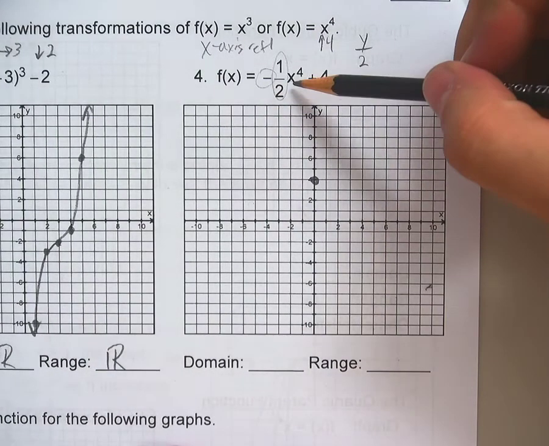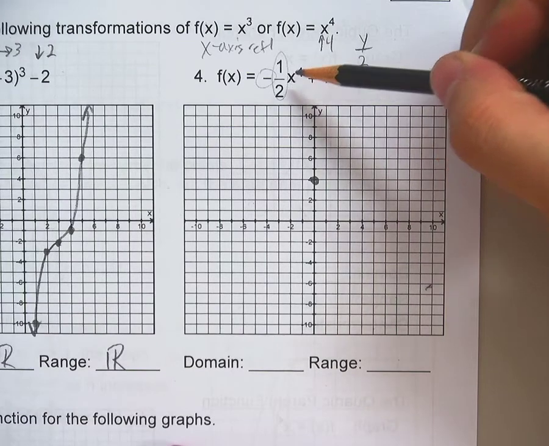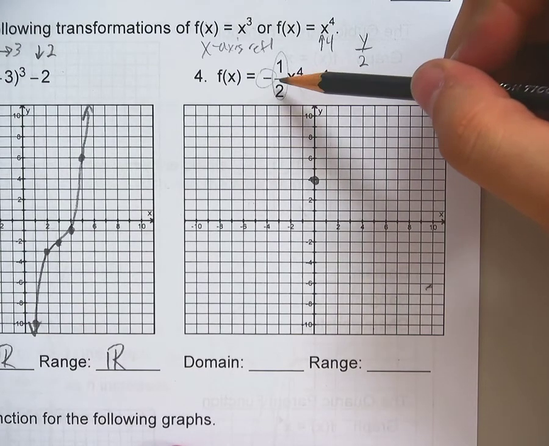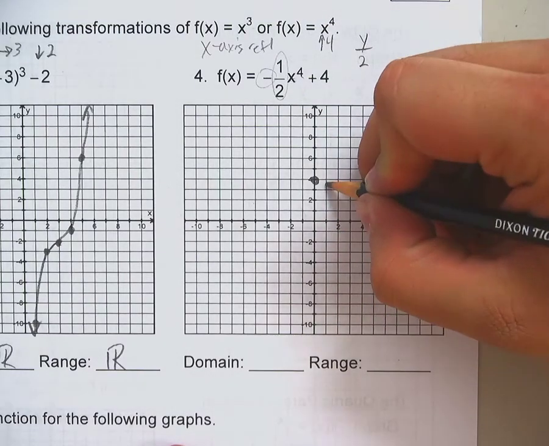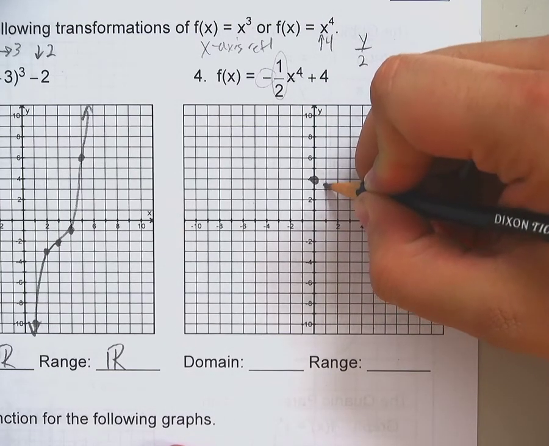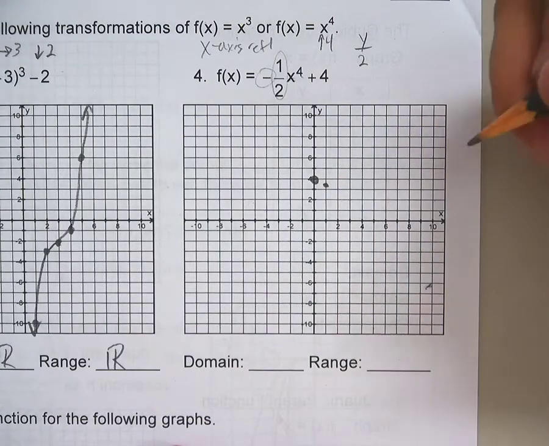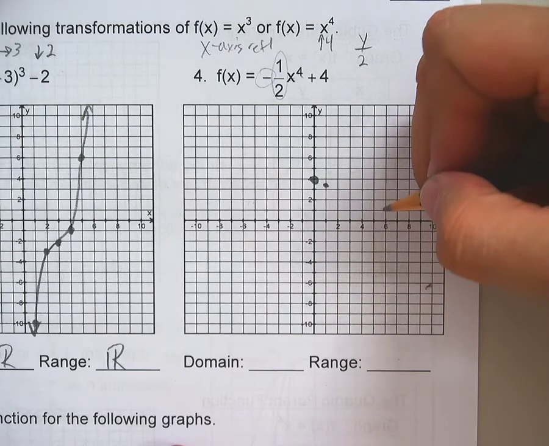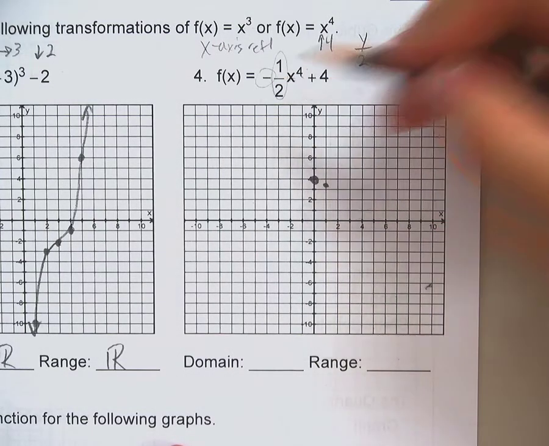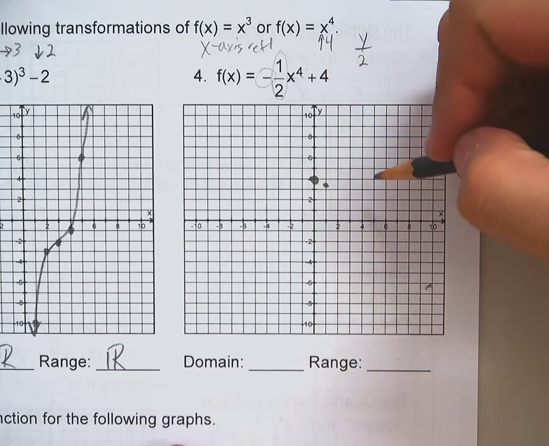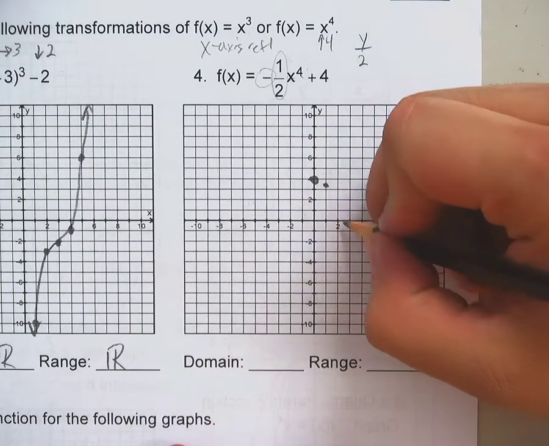Plug in a 1 right here. This is 1 to the 4th, which is 1, times a negative a half. Negative 1/2 plus 4, 3.5. If you get lost, just plug in points. Plug in a 2. 2 to the 4th is 16, times negative a half is negative 8 plus 4. Negative 4. 2, negative 4.